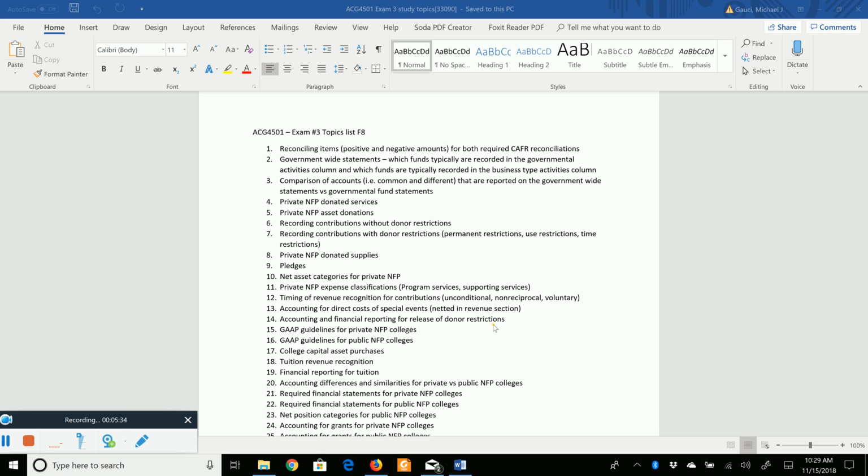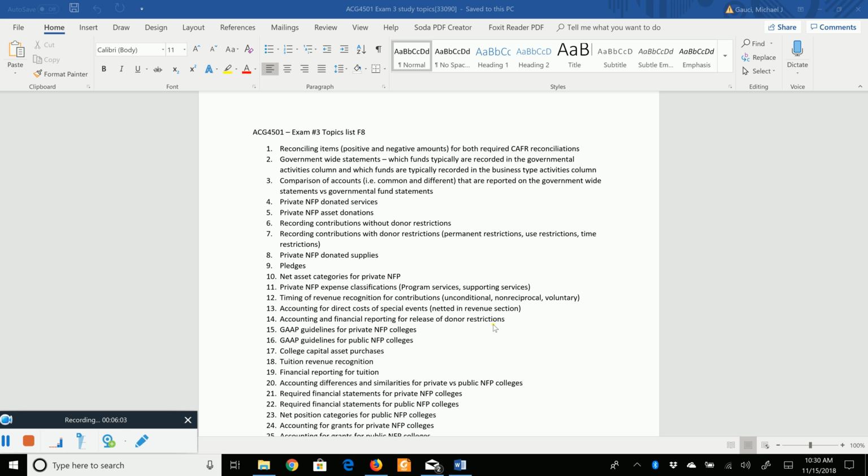All right, so basically what we're talking about there is, as an example, cash. Would cash show up on both the fund statement as well as the government-wide? How about inventory? How about fixed assets? How about current liabilities? How about long-term liabilities? So I basically want you to understand the commonalities. What would be the common accounts in both types of statements versus where would they be different?